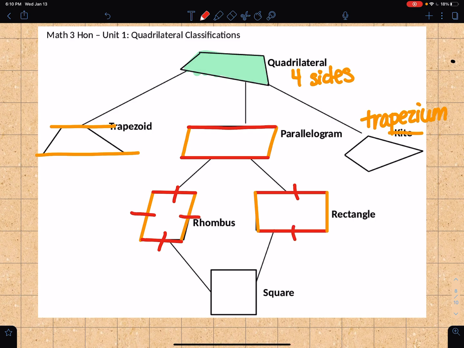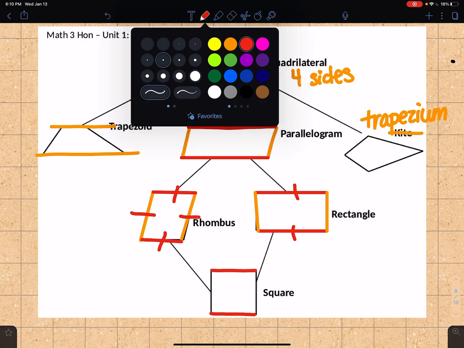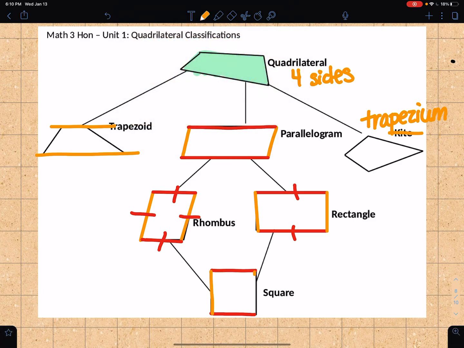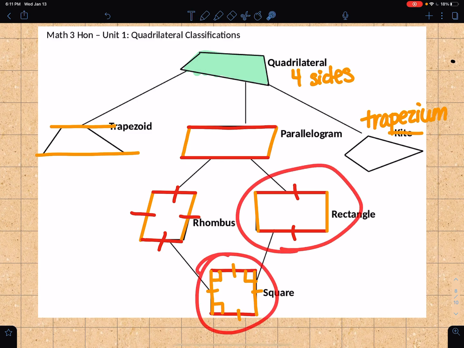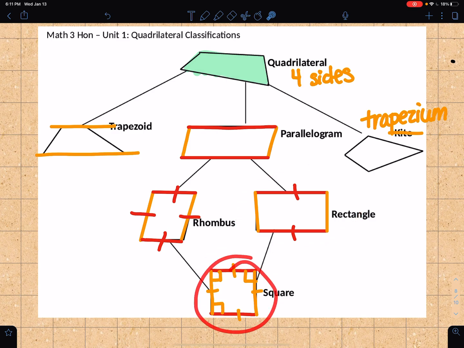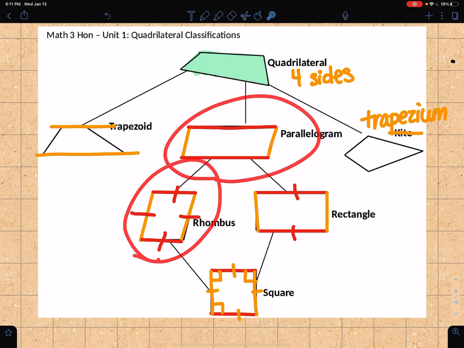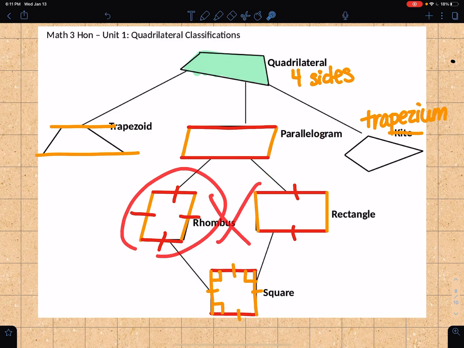So it's kind of like a square just tilted. A square also has 2 sets of parallel sides. This, and this. But also all of its angles are congruent and the sides are congruent. So it's interesting because if you are a square, that means you're also a rectangle. A square is a type of rectangle. A square is also a type of rhombus. A rhombus is a type of parallelogram, but a rhombus is not a rectangle.